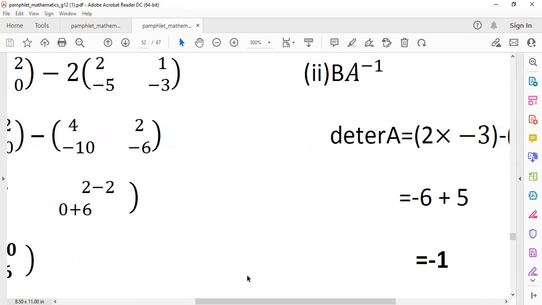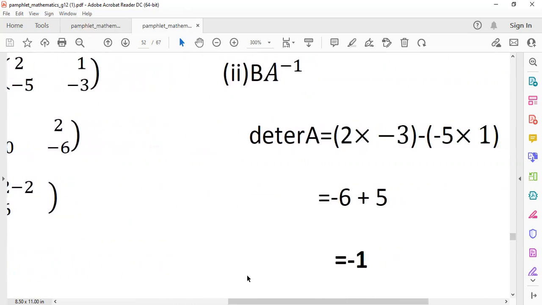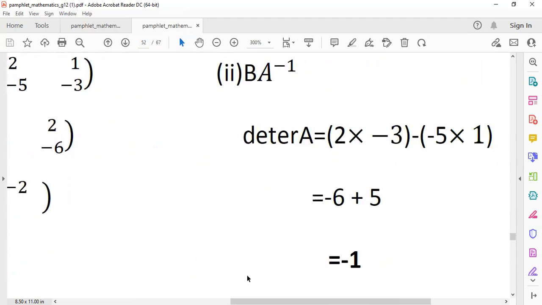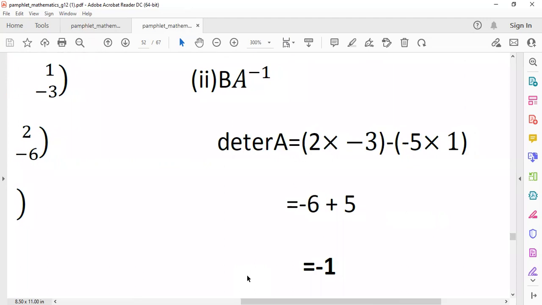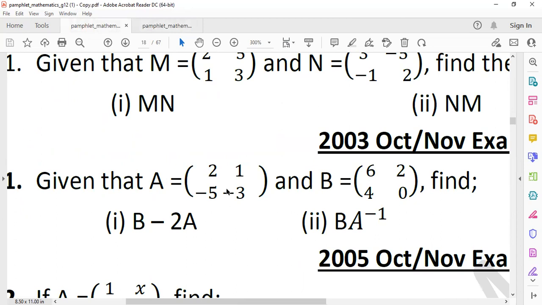Then we are finding B times the inverse of A. So what do we know about the inverse? What we know about the inverse is very simple. It's the product of the major diagonal minus the product of the minor diagonal.